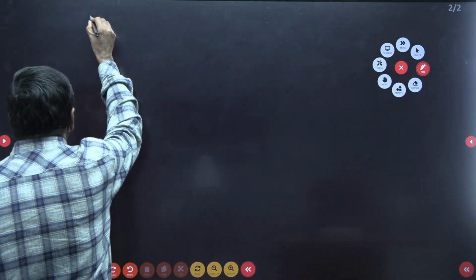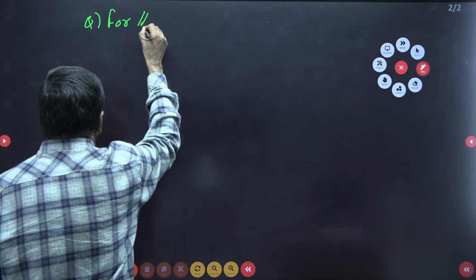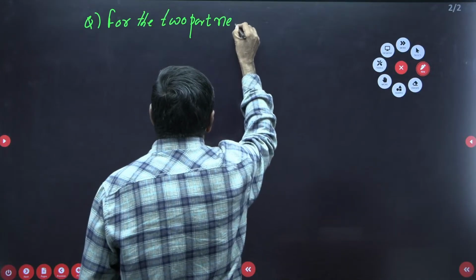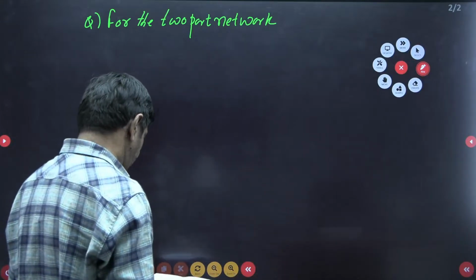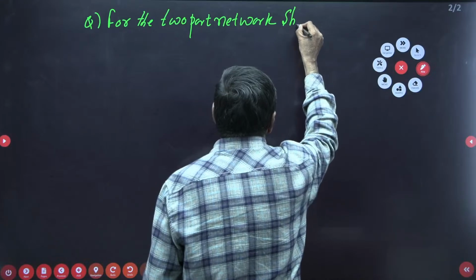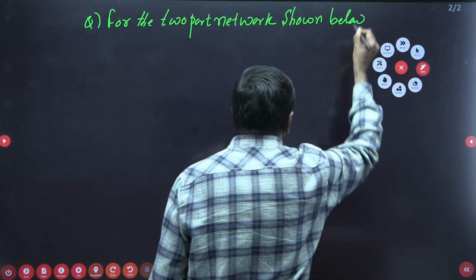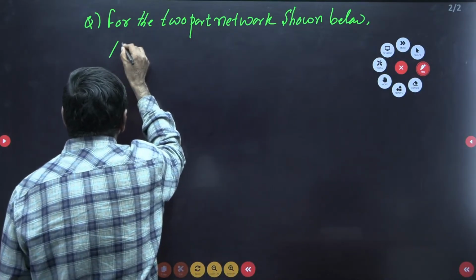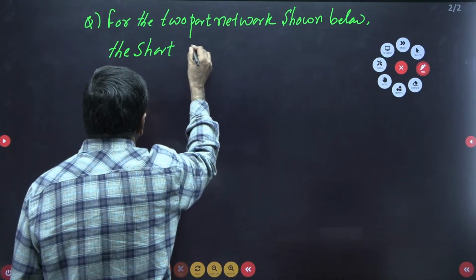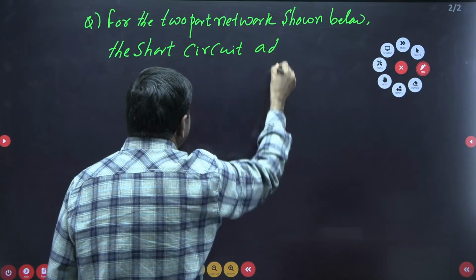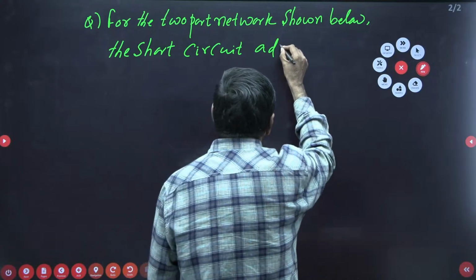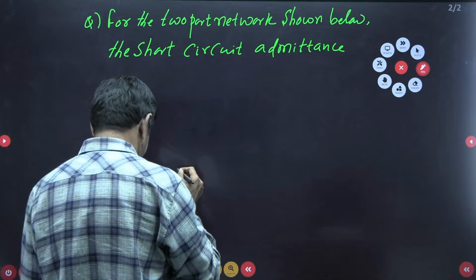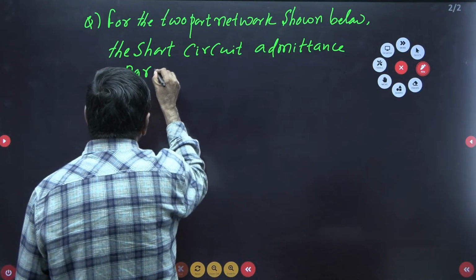For the two-port network shown below, the short circuit admittance parameters matrix is. Short circuit means admittance parameters only.